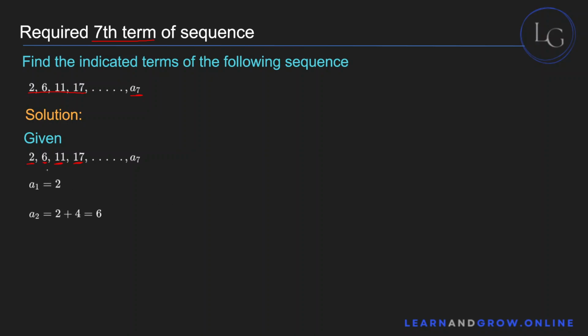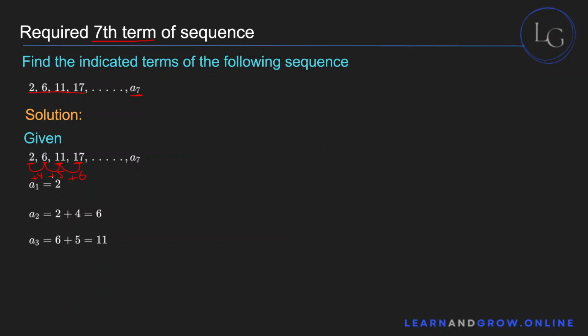So A1 is 2. So 2 plus 4 is equal to 6, right? So A2 is 2 plus 4. And A3 is 6 plus 5. A3 is 11, and 11 is equal to 6 plus 5. So basically, you can simplify this down by drawing curves or arches. The difference between 2 and 6 is plus 4. The difference between 6 and 11 is plus 5. The difference between 11 and 17 is plus 6.